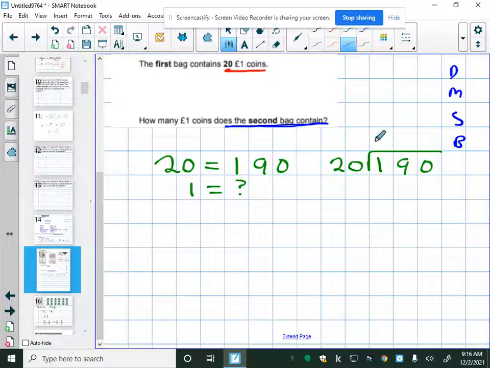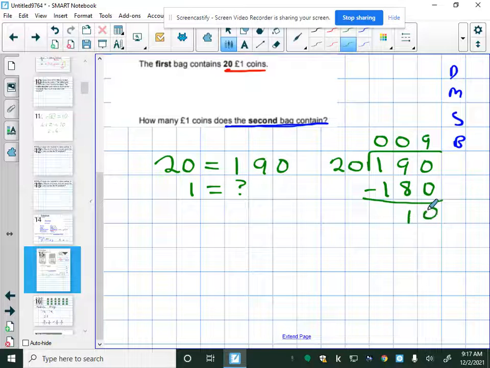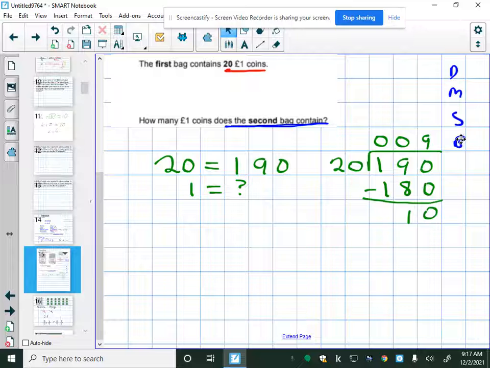Does 20 divide into 1? No. Does 20 divide into 19? No. Does 20 divide into 190? Yes, it divides in 9 times. 9 times 20 is 180. Subtract. I have 10 remaining. I'm going to move these out of the way here temporarily. Move the brother up here.